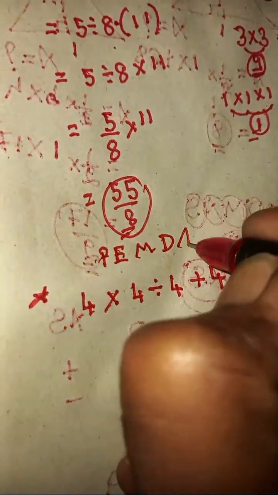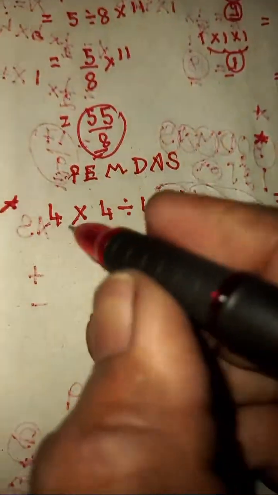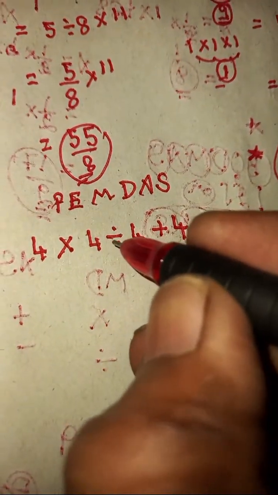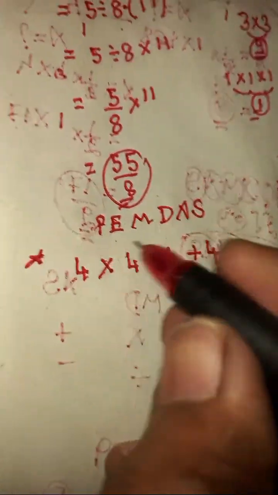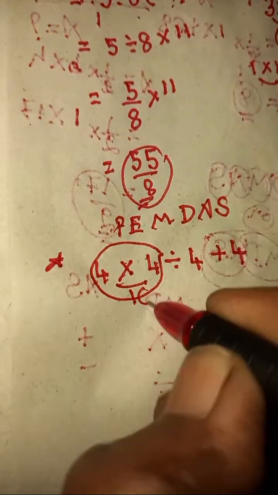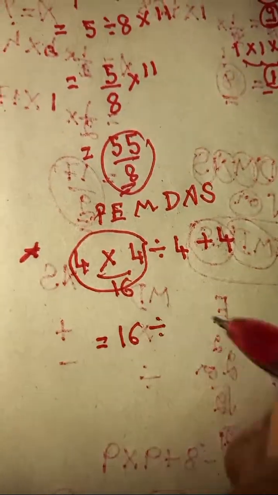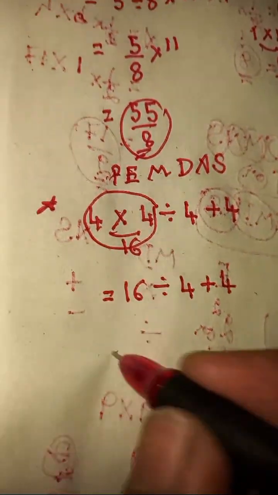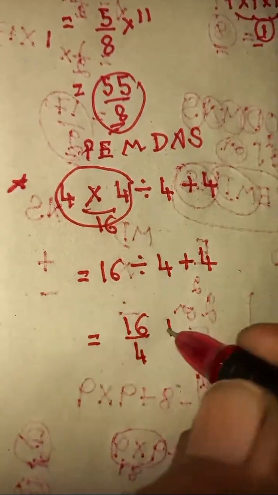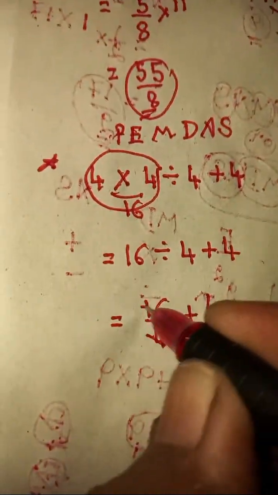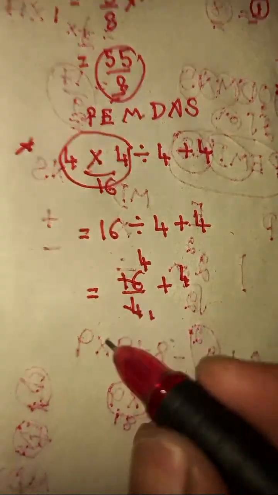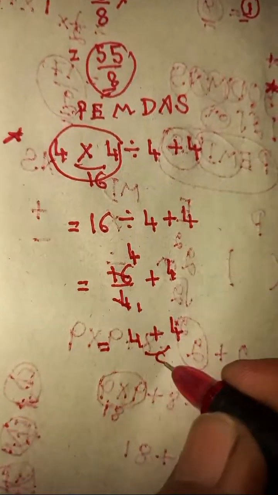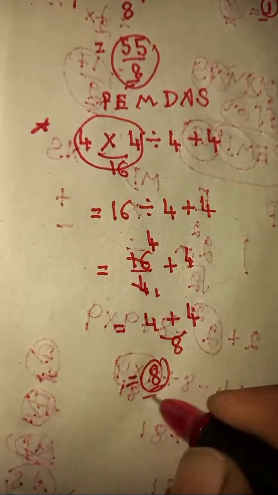After using the same PEMDAS rule, you can find here that multiplying and dividing are both given, so do it from left to right. 4 times 4 becomes 16. So it is 16 divided by 4 plus 4. Here 16 divided by 4 is 4, so now you get 4 plus 4. This 4 plus 4 becomes 8. 8 is the final answer.